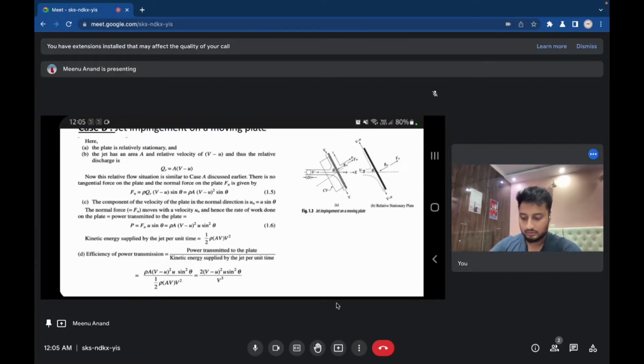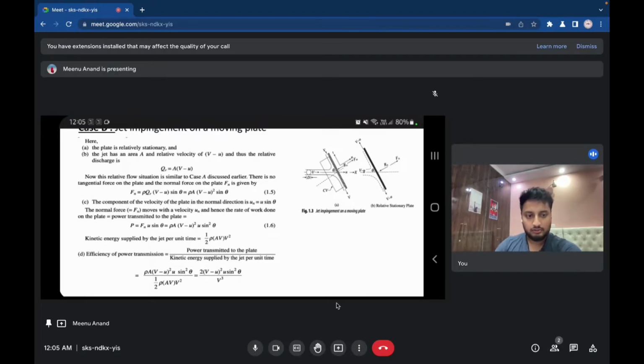Now recall the flow situation which we discussed in case A. This relative flow situation is similar to that only, as there is no tangential flow on the plate, and the normal force on the plate Fn is given by Fn = ρ a v (v − u) sin θ = ρ a (v − u)² sin θ.